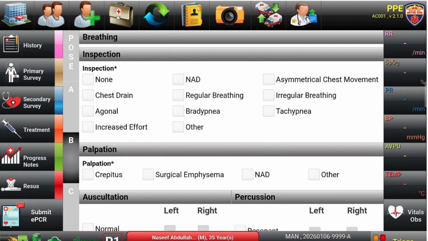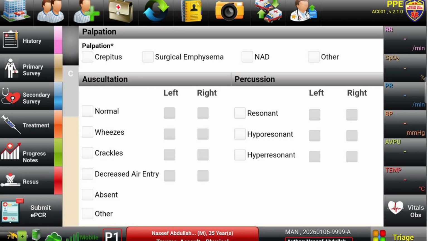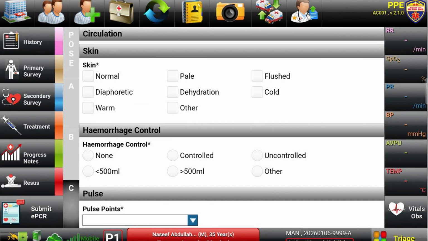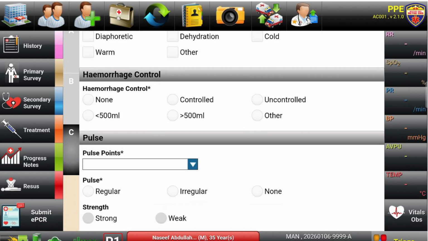Under the breathing section, we inspect, palpate, auscultate, and percuss. For abbreviations like NAD, it refers to no abnormalities detected. If the block that is labeled Other is selected, a bar would show up for you to input what your findings are. Under circulation, the skin, hemorrhage control, and pulse characteristics are important.